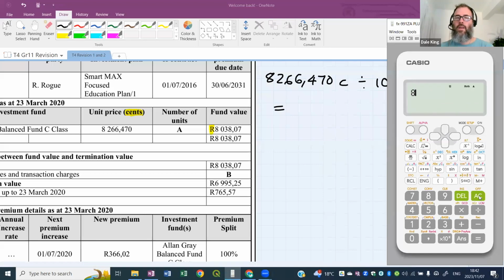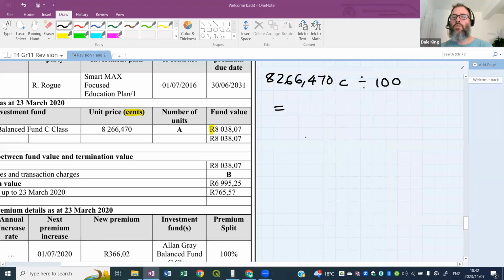Okay, so we're going to say 8266.47 divided by 100, and that'll give us 82 Rand and 66.47. So I've got all my cents. I'm keeping all the decimals there. Now we've got rands and rands. Okay, now we're going to do what you suggested.